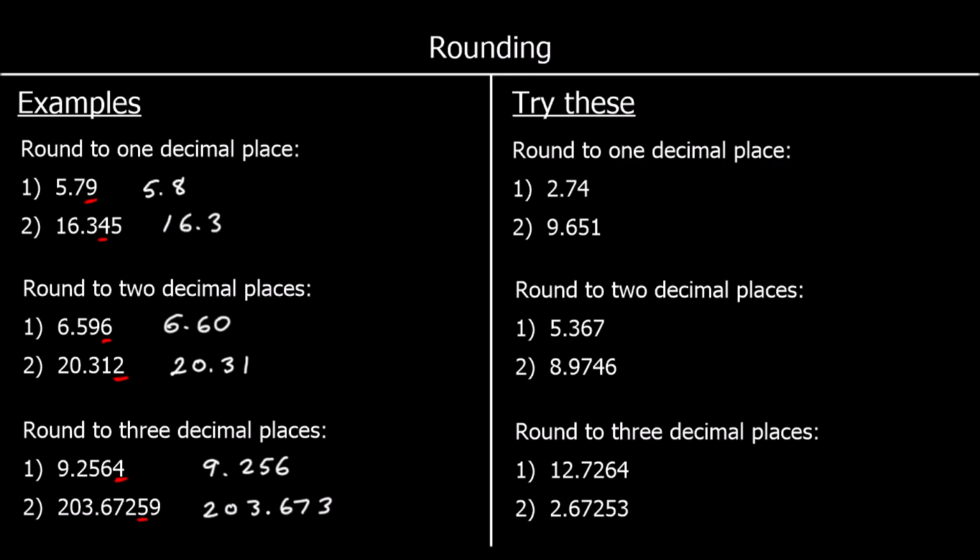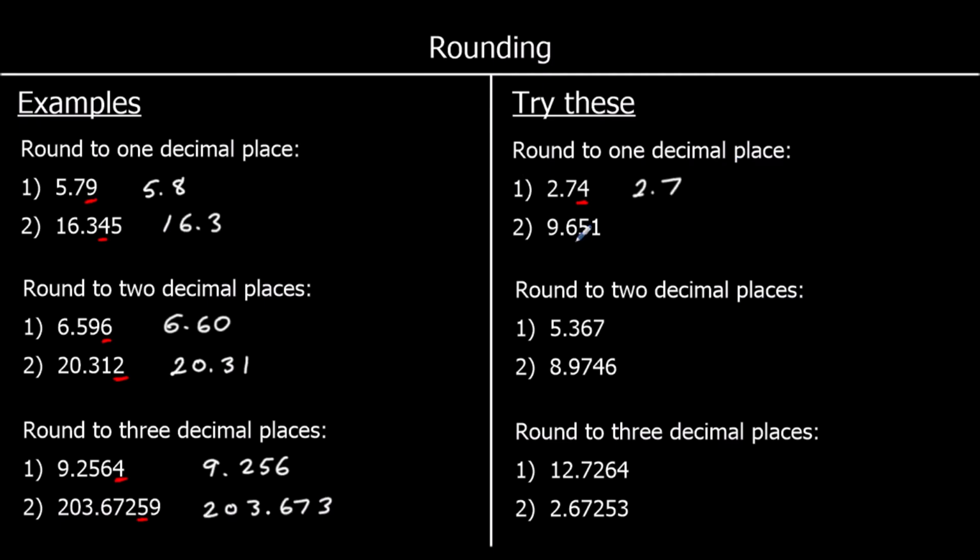Okay, the first one. We are rounding to 1 decimal place. So we want 1 number after the decimal point. We look at the next one along, and say, is it 5 or above? This one is not, so we're going to leave it as it is. We're going to leave it as 2.7. It's closer to 2.7 than it is to 2.8.